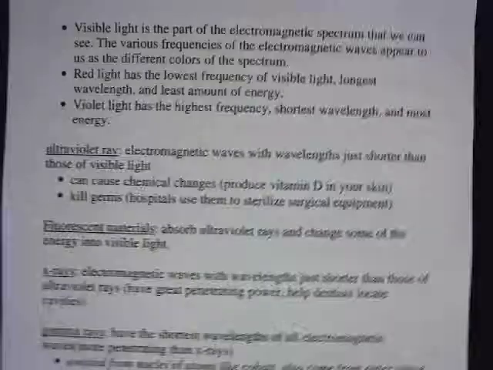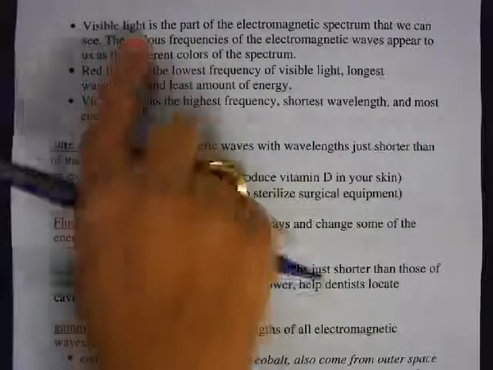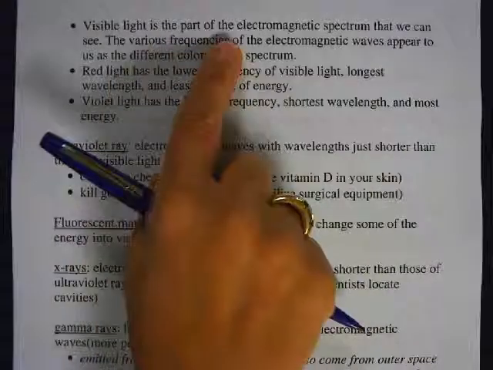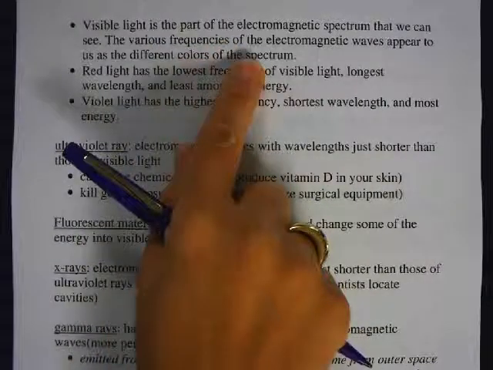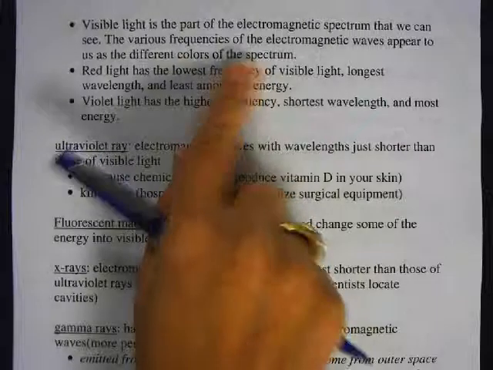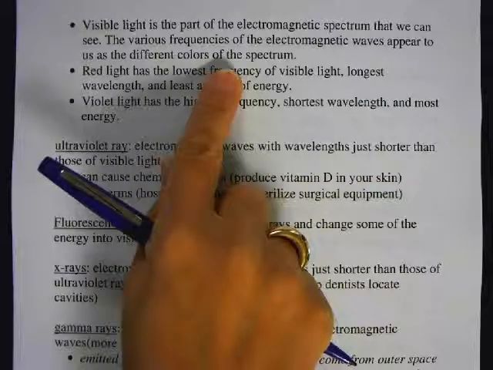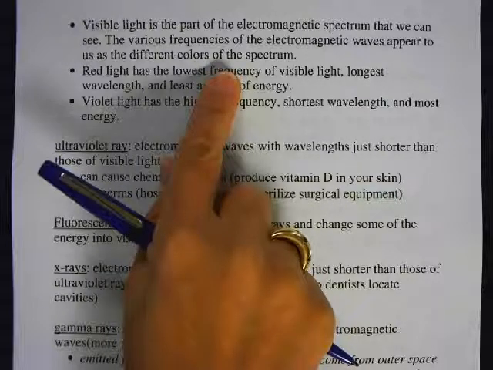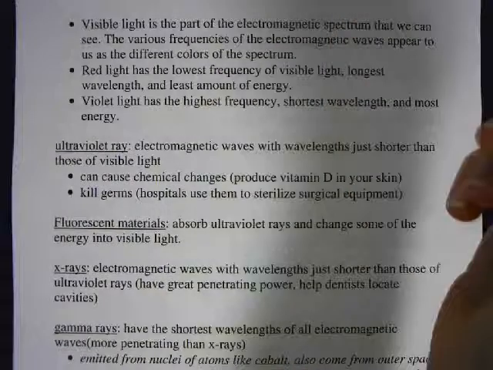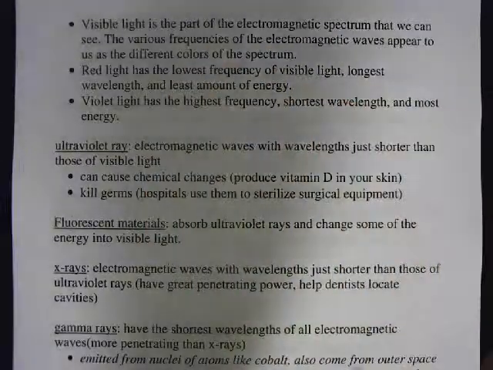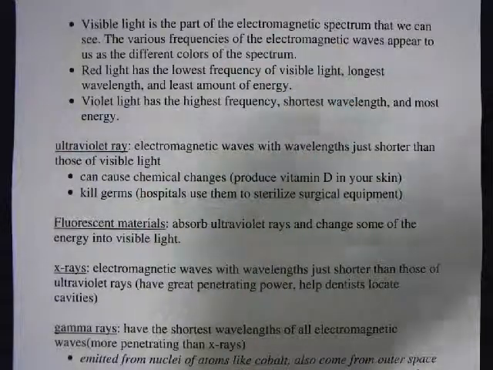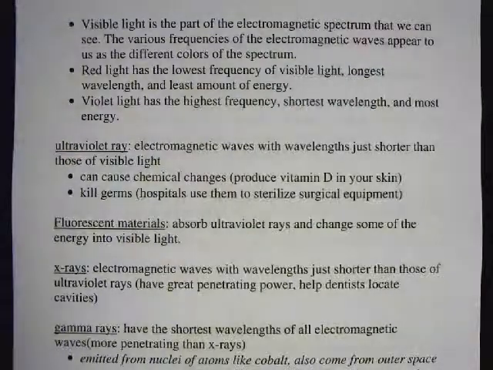The next part of the electromagnetic spectrum is visible light. So this is the part that we can see. And if I take visible light and I break it up into its different wavelengths, I'm actually going to see different colors. So what I see is the different colors of the rainbow, Roy G. Biv. So I'll do a demonstration later and show you the visible light going through a prism, and we'll see the different wavelengths.